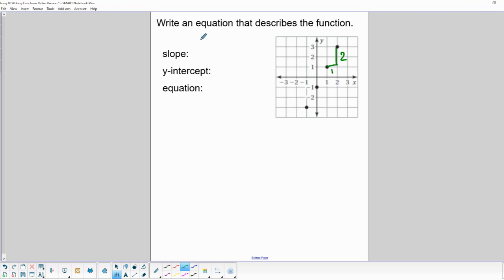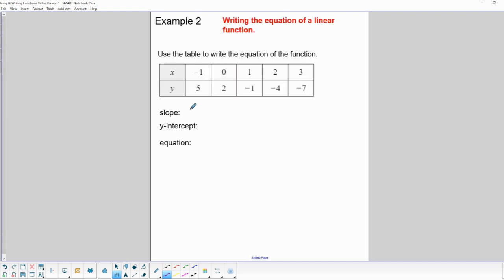So remember, the slope is the change in y over the change in x. And when we have 1 on the bottom, we can just simplify that to be 2. The y-intercept is where the line crosses the y-axis, which in this case is at negative 1. So now we write the equation y equals 2x minus 1. So we've used this data to write a linear equation or linear function that represents these dots.